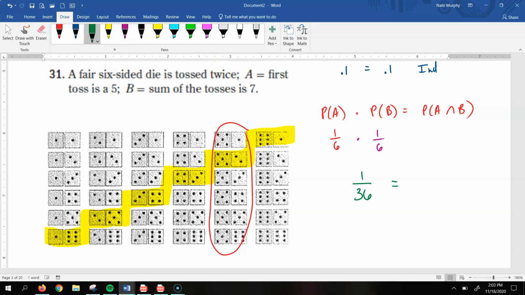Now we want to see, does that equal the intersection of A and B? Well, if you notice, the intersection of A and B is right here, because that's where the first die is a 5 and the sum is 7. It's the only time that's going to happen. So that happens 1 time out of 36, and since those two are equal to each other, they in fact are independent.